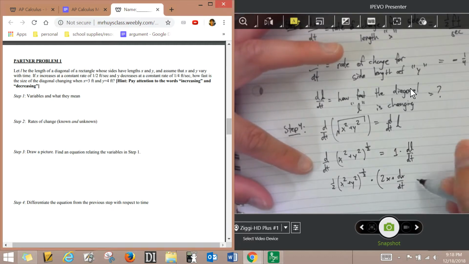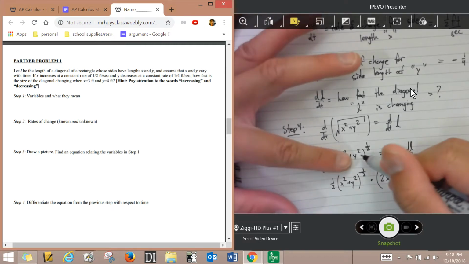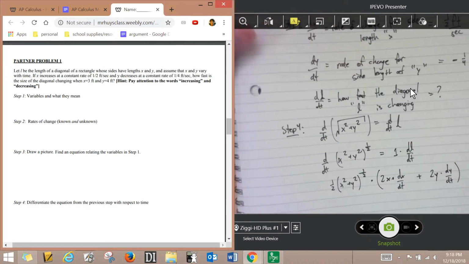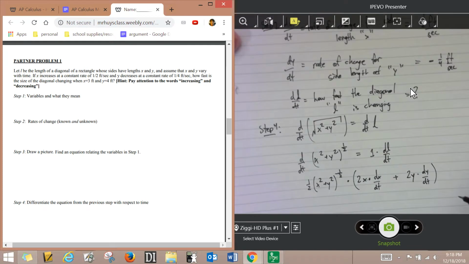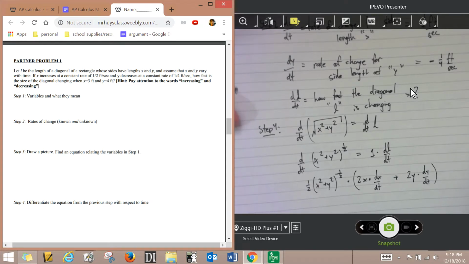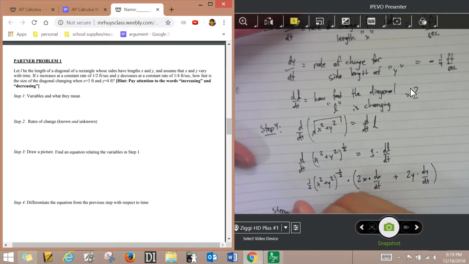Same goes for this. The derivative of y squared would be 2y times the derivative of y with respect to t. Okay, let's see if I'm missing anything. And I believe that's it. Okay. Can't go any further with that derivative. Now step 5 is to substitute in some values.